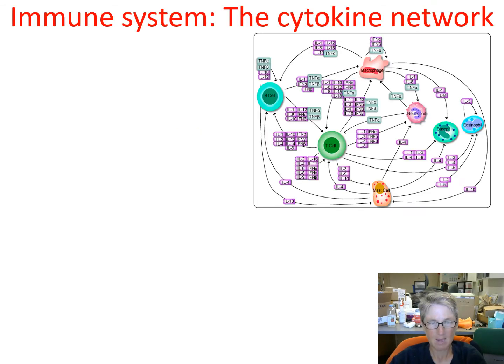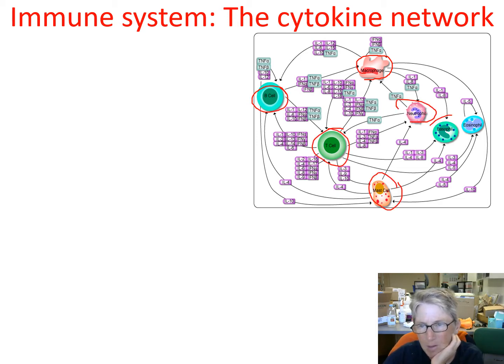Chapter 16. So this is the cytokine network. I think I may have shown this diagram in the past, but it's just how the white blood cells talk to each other. So for example, here's a macrophage, here's a B cell, here's a T cell, here's a mast cell, a neutrophil, a basophil, an eosinophil. And you can see all these little purple and green rectangles with letters in them. Those are all the cytokines, or the names of the cytokines.